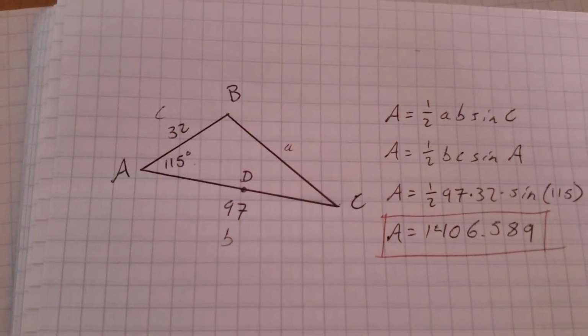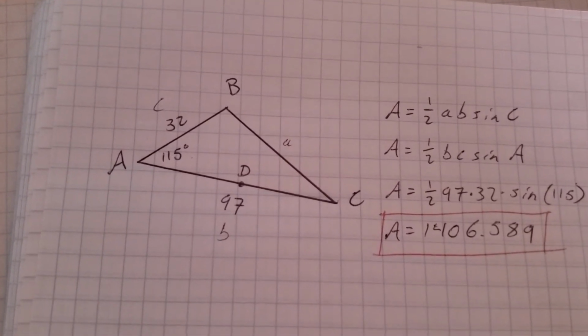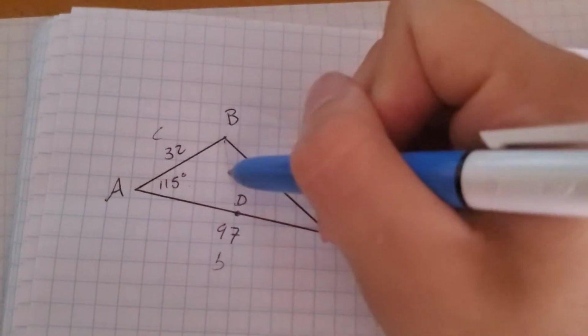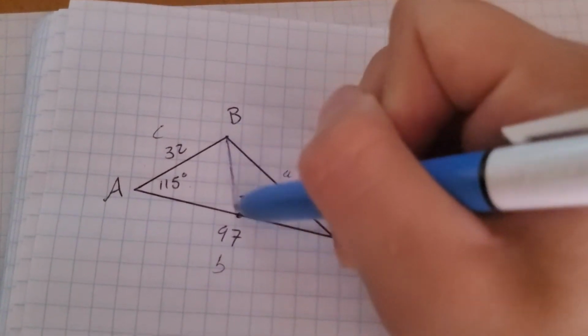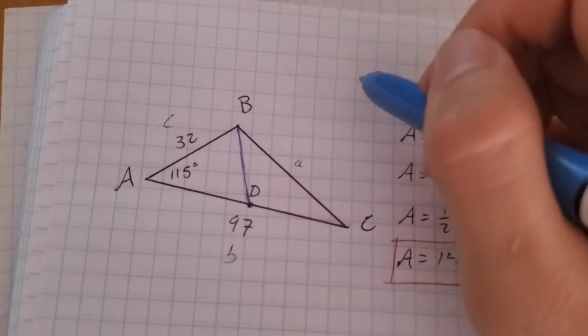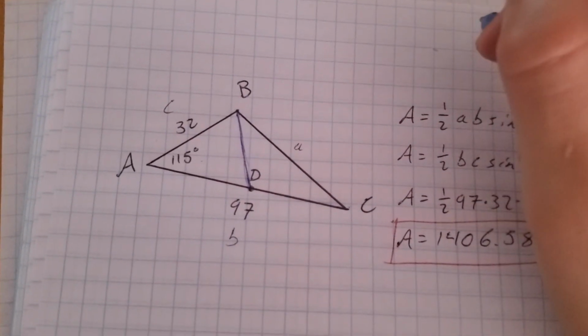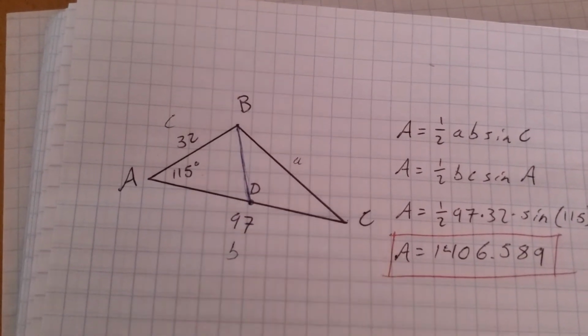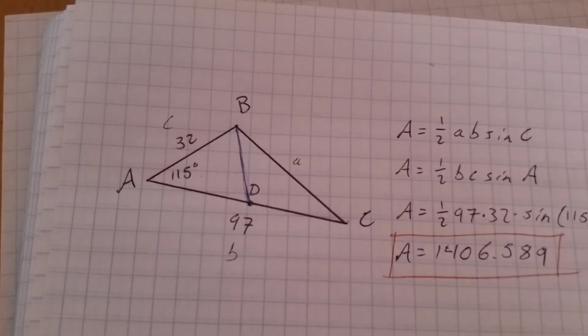Now I want to find the area of the smaller triangle, triangle ABD. So I'm drawing a line straight from B to D, and I want to find this area. Almost nothing changes. The only thing that changes is that this side is just going to be half of 97, that is 48.5.